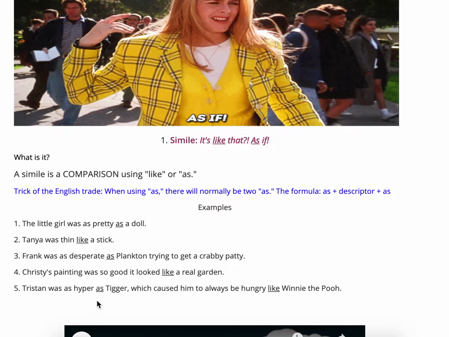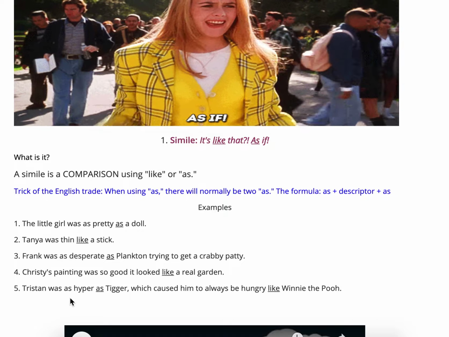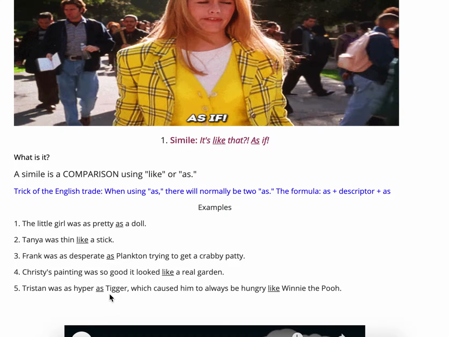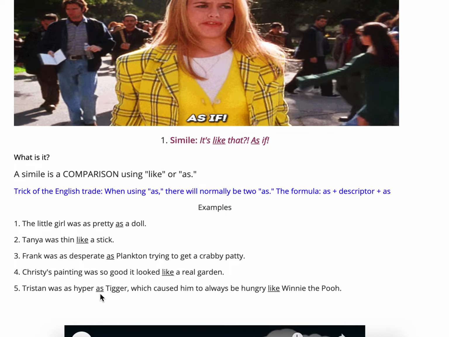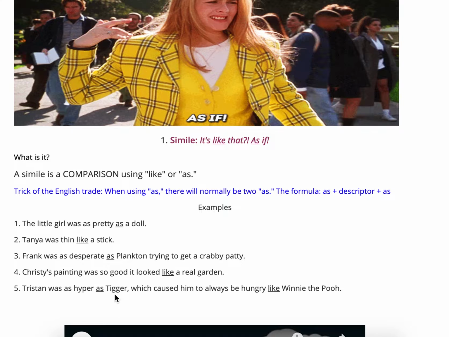So this shows you how often we use similes, because there's two of them within the sentence. So here's our first one with the as. There's two of them, as, hyper, as. So as, descriptor, as. And then Tigger is from Winnie the Pooh. And he jumps all over the place.